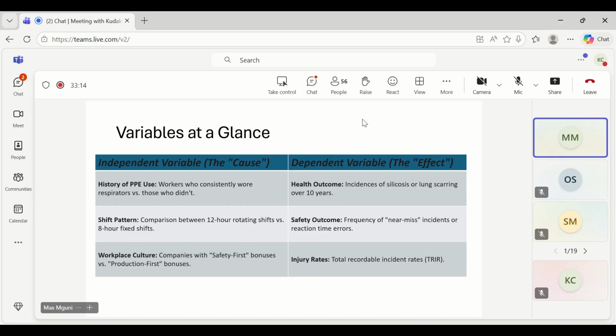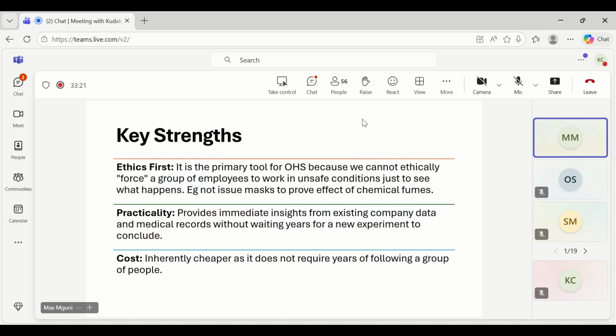So key strengths: ethics first. It is the primary tool for OHS because we cannot ethically force a group of employees to work in unsafe conditions to see what happens. For example, we cannot say we are not going to issue masks to these employees working in a dusty environment to prove the effect of the dust or the chemicals. Also, the key strength is that they are practical. They provide immediate insights from existing company data and medical records without waiting years for a new experiment to conclude.